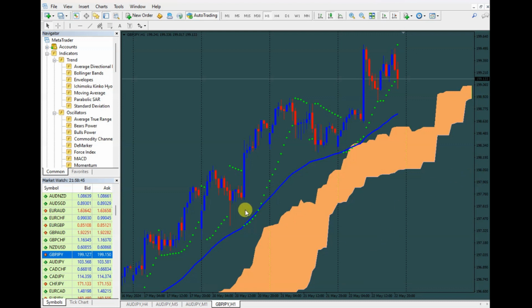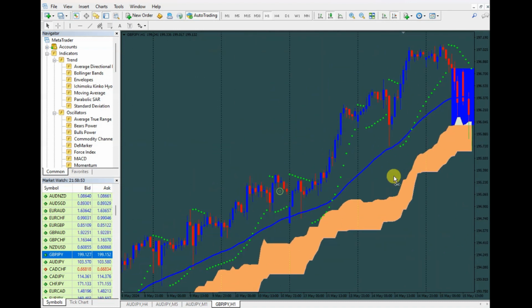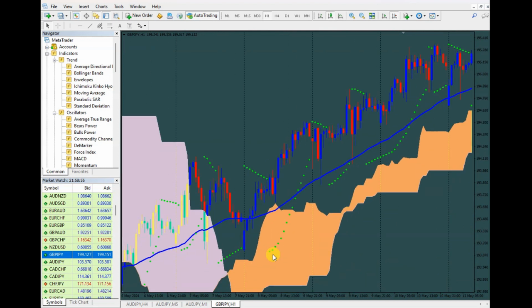So how do we enter the market using this? So if you can see, the first thing you do is to make sure that you have the first rule. Rule number 1 is to ensure that you identify the trend.